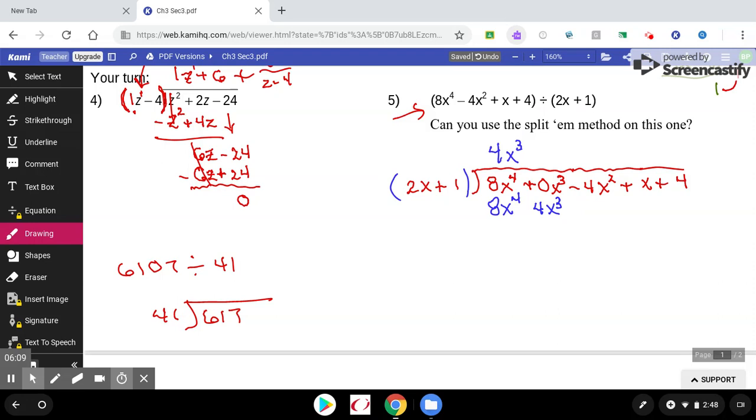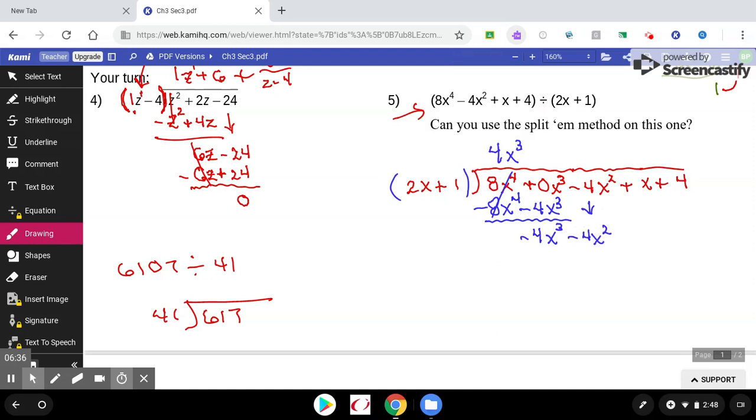So does it kind of make sense why I needed an x to the 3rd, or 0x to the 3rd, in this problem? Because if I didn't, I would be sticking that 4x to the 3rd underneath the 4x to the 2nd, and that wouldn't make any sense. So if I subtract down, these guys will cancel. I subtract down, I get a negative 4x to the 3rd. Bring the next one down.